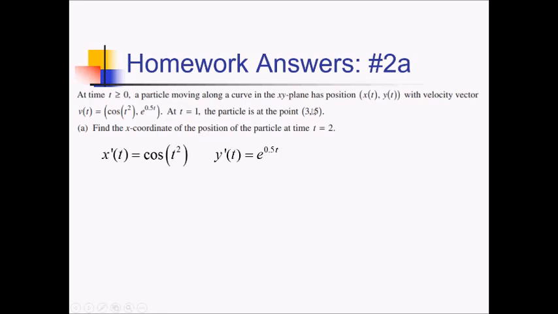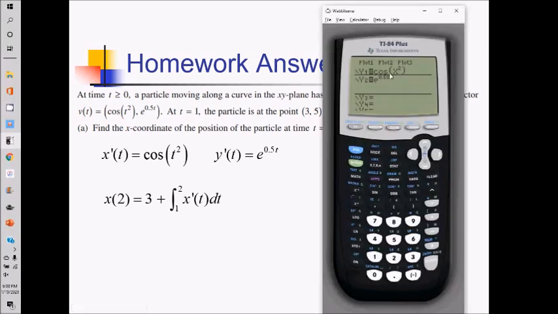If we want the x-coordinate at time 2, we need to use our fundamental theorem. So we're going to say x of 2 equals the value at time 1, which was 3 for the x value, plus the integral from 1 to 2 of x prime of t dt, and leave it to my calculator. Now, one thing I am going to do first on the calculator is enter x prime and y prime as y1 and y2 in the y equals, so I can use them quickly.